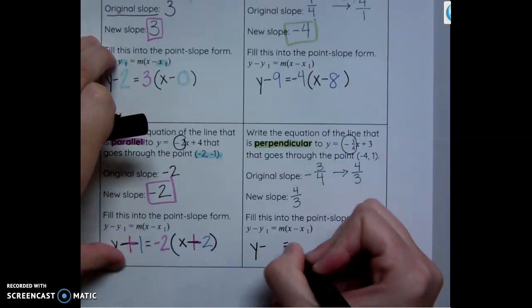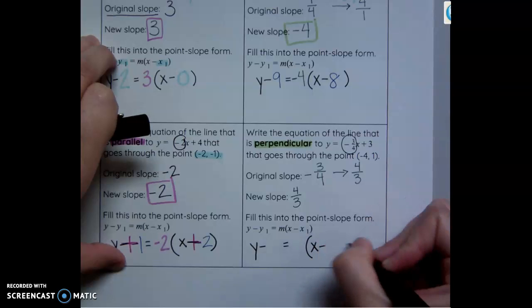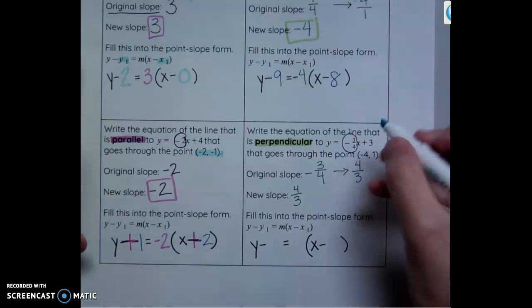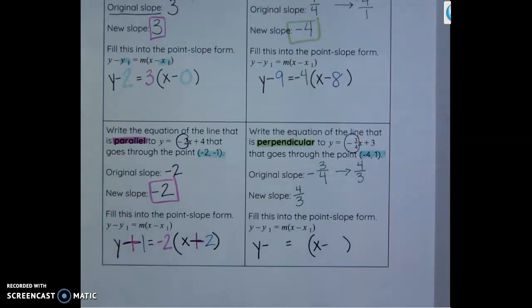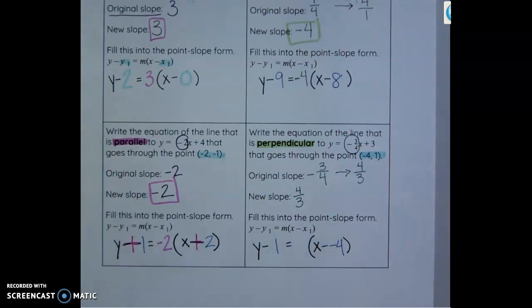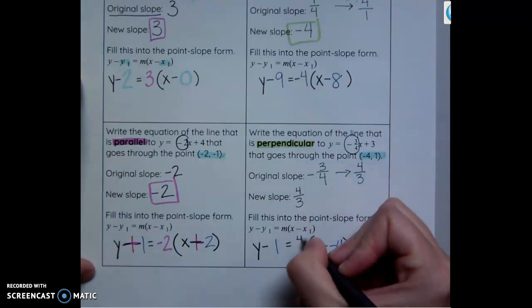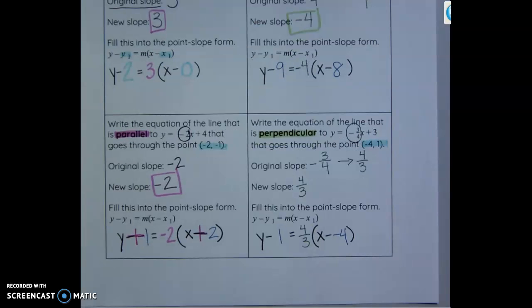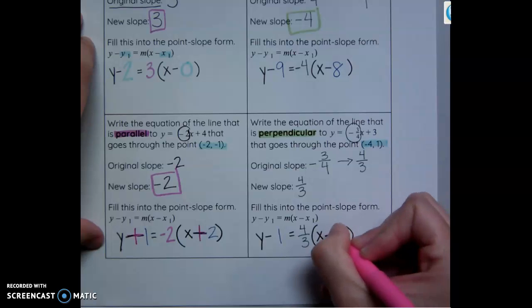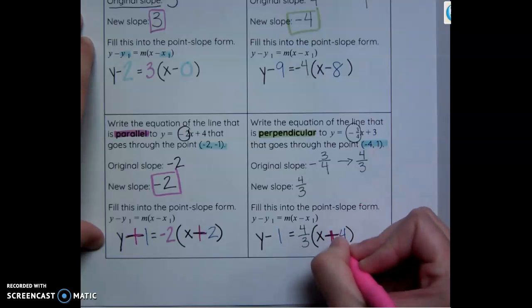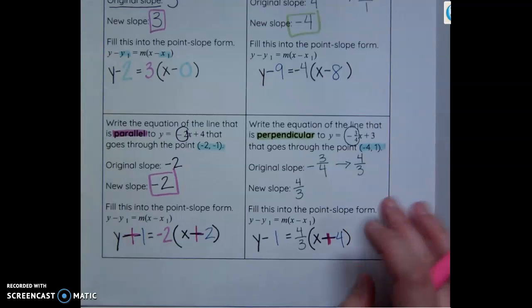So we're going to fill these into our point slope form: y minus blank equals slope times x minus blank. Here's my new point, (-4, 1). So y minus 1, and my new slope is positive 4 over 3. And right here, x minus negative 4, I have to change those into a positive. I don't have to change this one because that is a positive 1. That one stays the same. I only have to change this one because this was a negative 4.